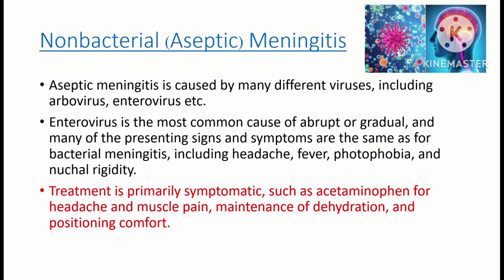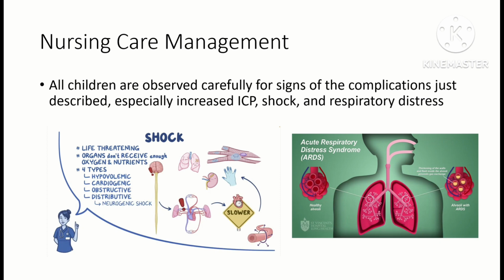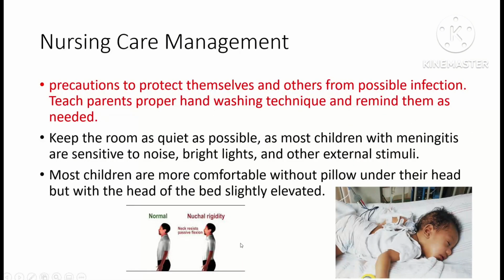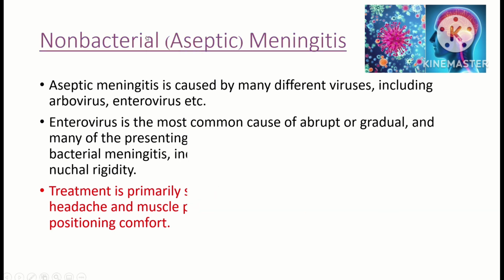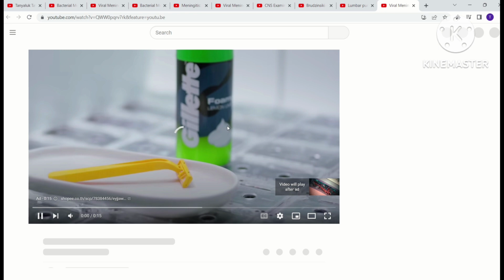The onset may be abrupt or gradual, and many of the presenting signs and symptoms are the same as for bacterial meningitis, including headache, fever, photophobia, and myalgia. The treatment is primarily symptomatic, such as acetaminophen for headache and muscle pain, maintenance of hydration, and positioning for comfort. Okay, this is a video clip of viral meningitis.